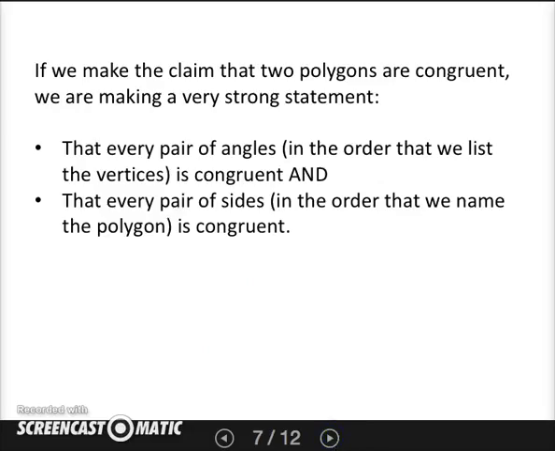So if we make the claim that two polygons are congruent, we're making a very strong statement. We're saying that every pair of angles in the order that we list the vertices is congruent. And we're also saying that every pair of sides in the order that we name the polygon is also congruent.